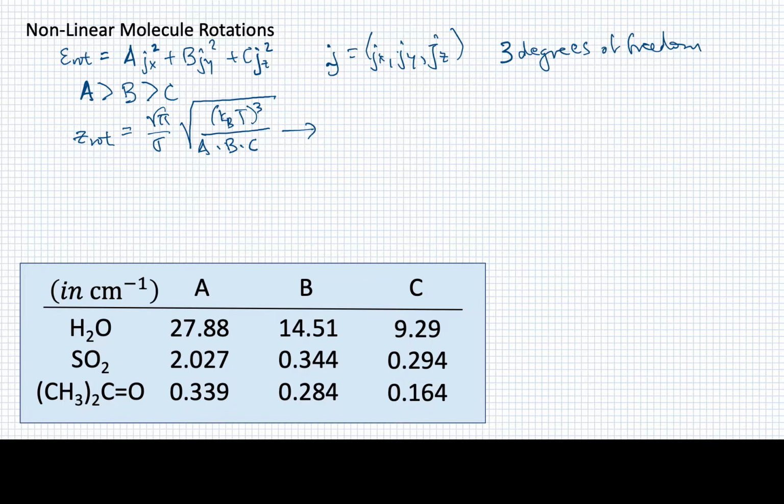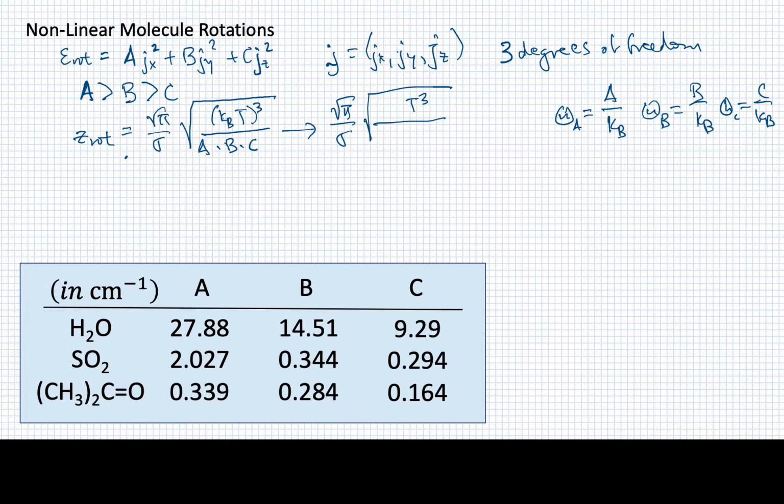We can further write this if we adopt the same notion of rotational temperatures that we had in the last film. We could take each of these rotational constants, divide it by the Boltzmann constant, and get 3 rotational temperatures that I'm drawing here. And then we can express the rotational partition function in terms of those rotational temperatures. And it would look something like this. We'll end up having square root of pi over sigma, and we'll end up with T cubed divided by the product of the 3 rotational temperatures.